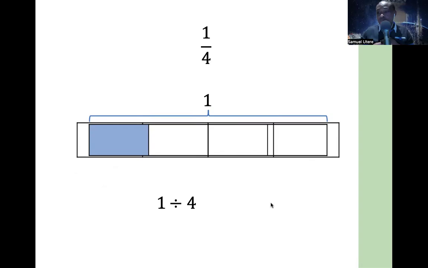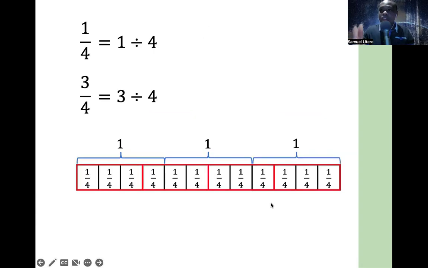So we have 1/4 is this, and we have 3 lots of that. If we take 1 from here, 1 from here, and 1 from here, it means we have 3 lots of 0.25. So 0.25 plus 0.25 is 0.5. 0.5 plus 0.25 is 0.75. So actually, 3 divided by 4 is 0.75.